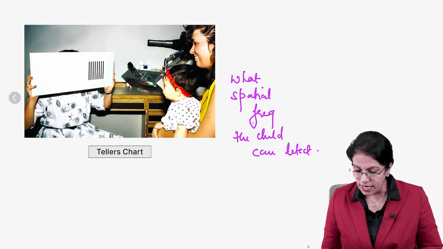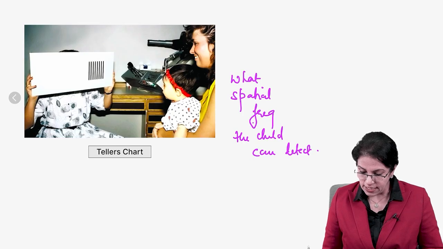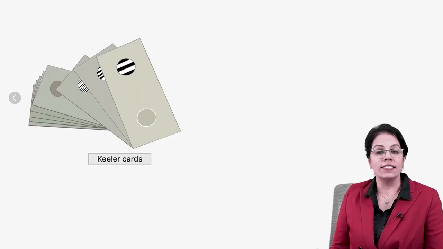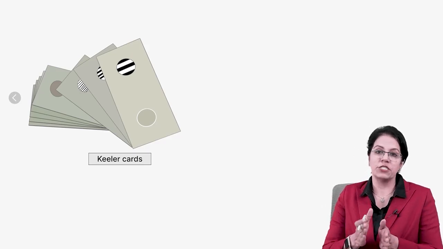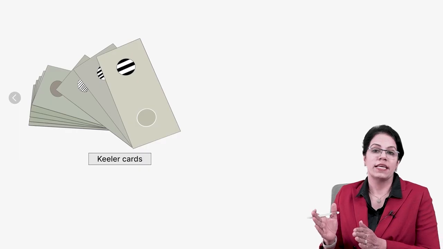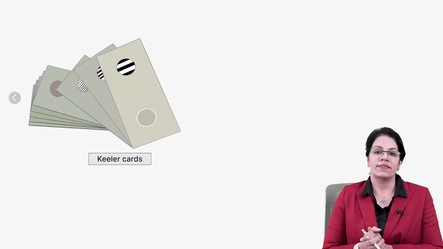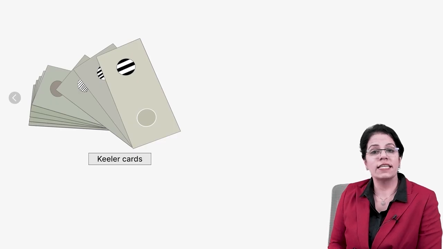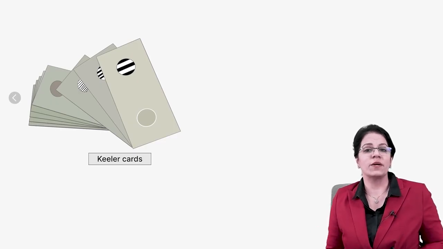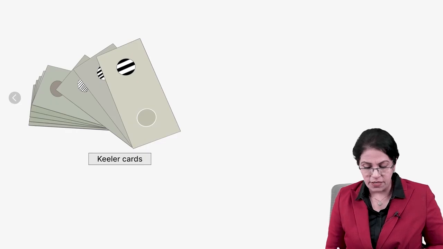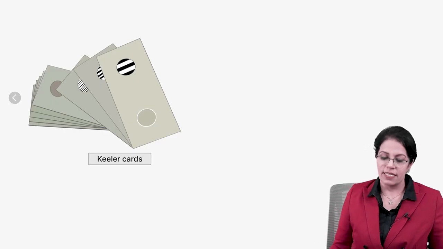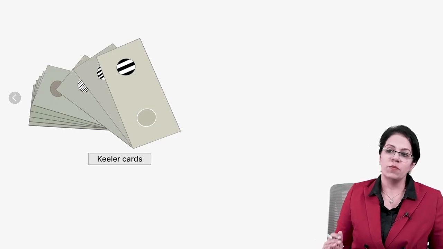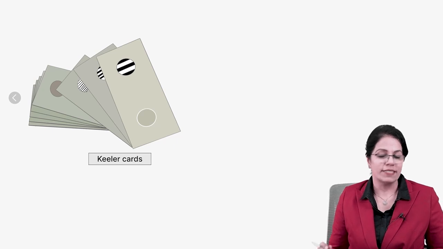Okay? Similarly, is this one. These are the Keeler cards, again based on the same preferential looking. And again the spatial frequency is what we are trying to assess in these children. Okay, Keeler's card. This is also preferential acuity testing, where it's based on the same thing, that we are going to assess the spatial frequency in the child, how much spatial frequency the child is going to detect.